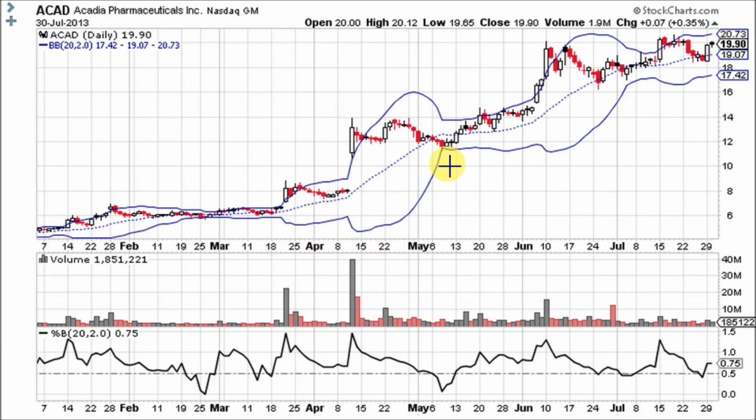Okay, percent B is above 50 when the price is above the middle Bollinger Band, which is this blue dotted line, which is the 20-day simple moving average on a daily chart. Percent B is below 50 when the price is below the middle Bollinger Band or the 20 SMA.